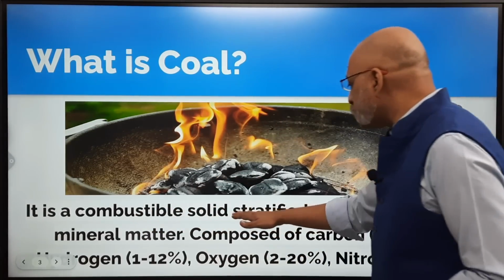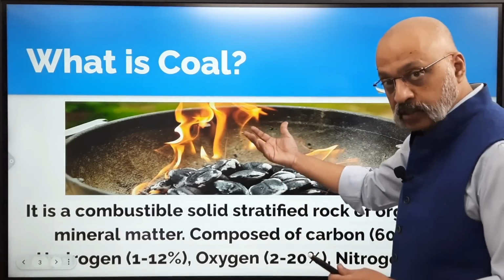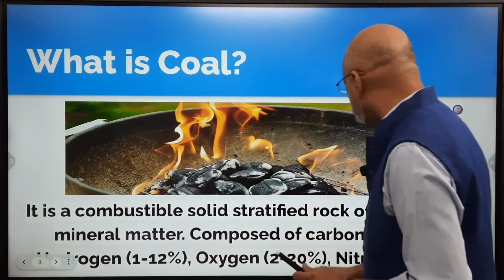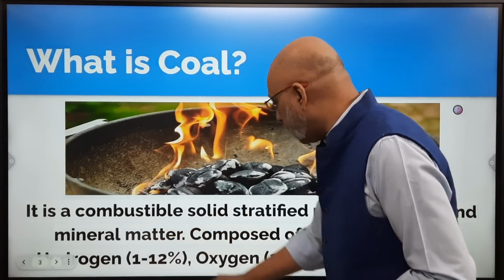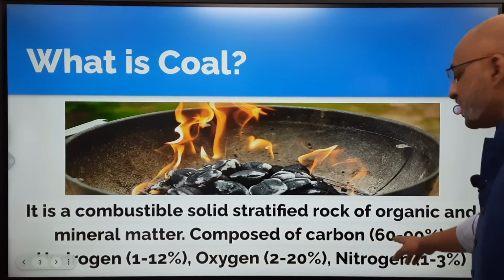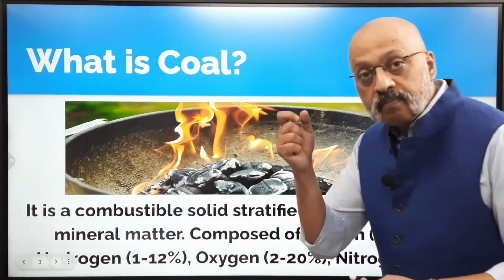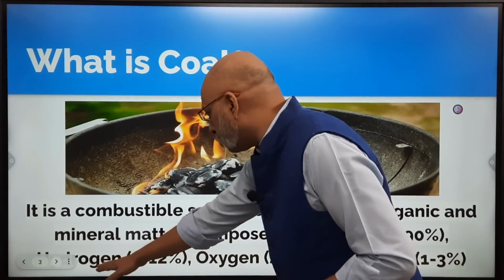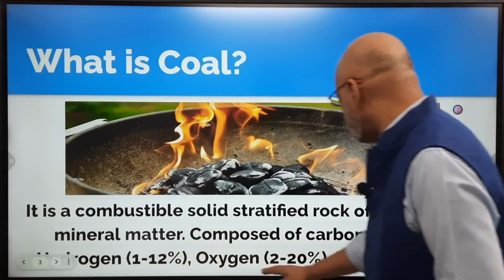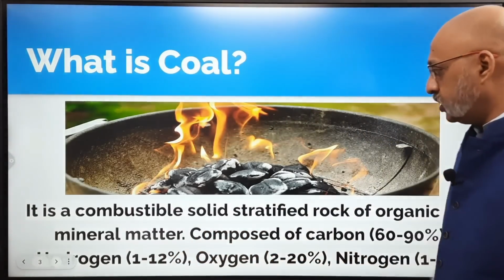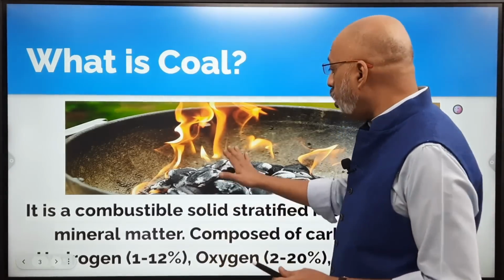It is a combustible solid stratified rock. Stratified, I'll explain to you. When I explain to you the next 3-4 slides, you will understand what I'm talking about. Stratified rock of organic and mineral matter, right? Composed of carbon 60 to 90%. So 60 to 90% of coal is essentially carbon. Then there is hydrogen, then there is oxygen and nitrogen in these percentages. Okay, so that is essentially the composition of coal.